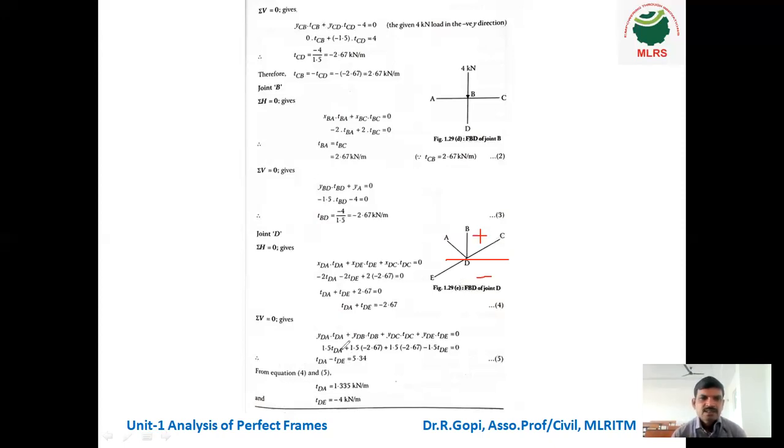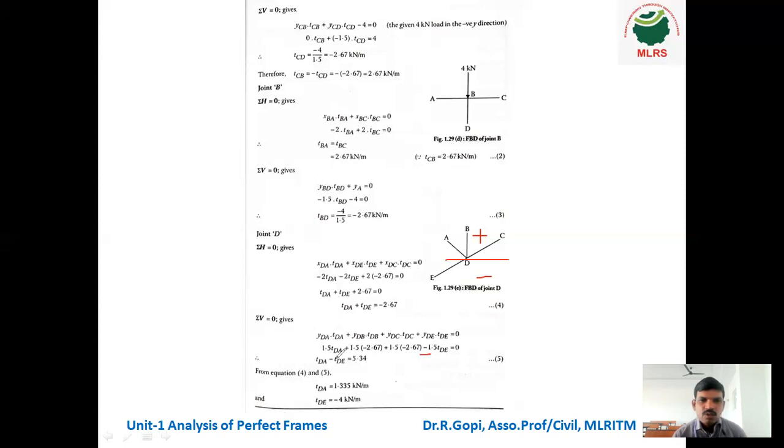Okay. So next, substitute all the values. YDA 1.5 TDA plus YDB 1.5 TDB, which we already found is 2.67, and YDC 1.5 TDC, which we already found is 2.67, and YDE is acting downward, so we have to put a minus. So minus 1.5 TDE equal to 0.